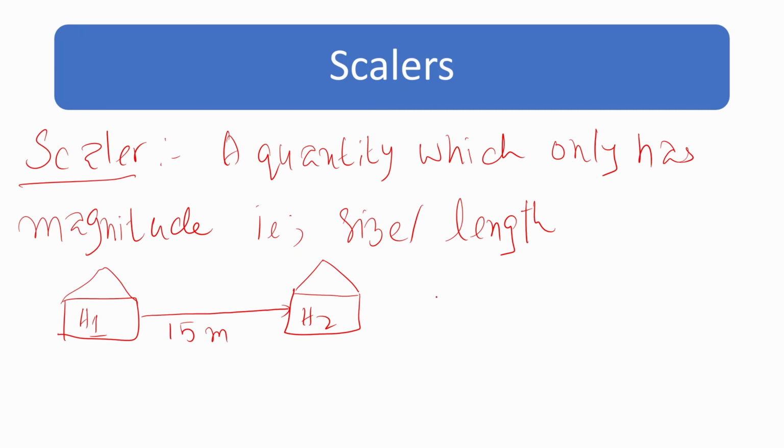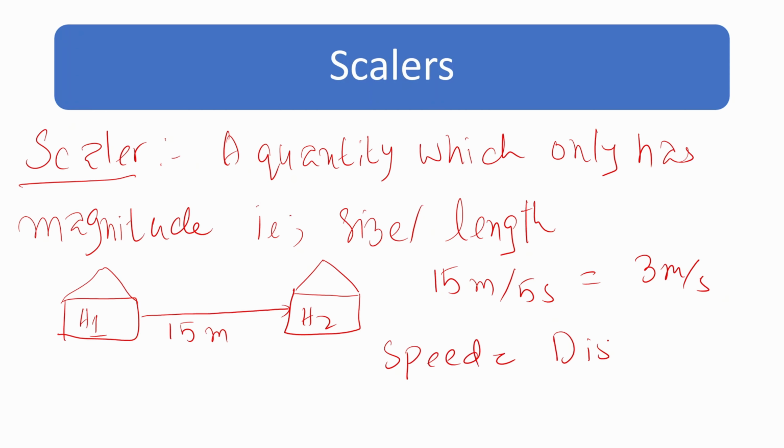Now even if I say I traveled 15 meters in 5 seconds, that would mean I traveled 3 meters per second, and this 3 meters per second is what we call speed, and speed is defined as distance by time. Now the speed itself is a scalar quantity, even if it has two measures such as distance and time, but it still does not tell us anything about the direction. So this is also a scalar quantity. Another example of scalars would be temperature. Temperature only tells us about the magnitude and nothing about the direction.